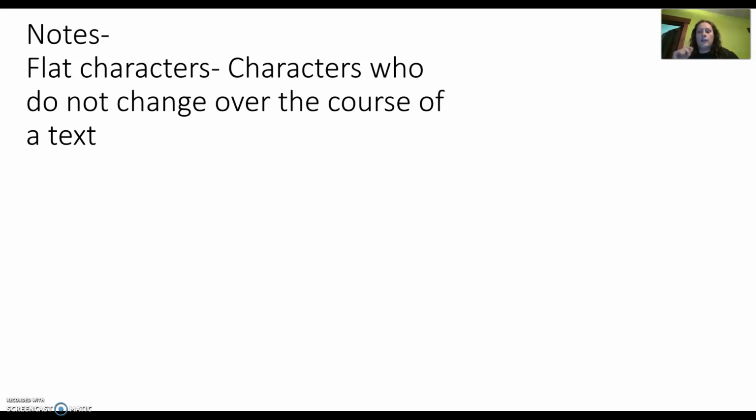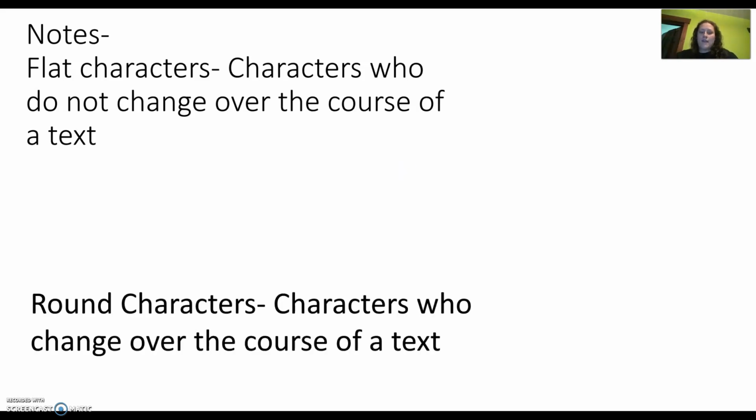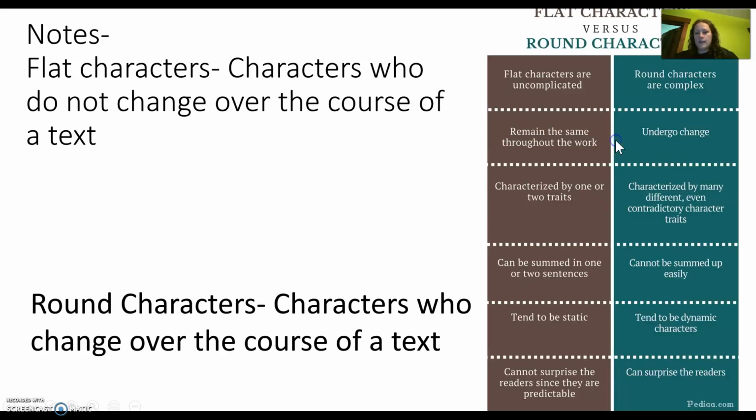One, you need to put this in your notes, the difference between flat and round characters. Flat characters do not change over the course of the text. We are going to run into several of these characters as we go through our novel, so keep that in mind. And round characters change over the course of the text. In the next video, we'll talk about round versus static characters, but that will be later.